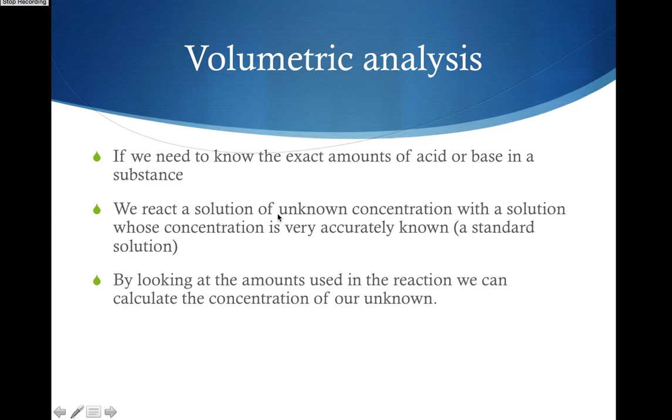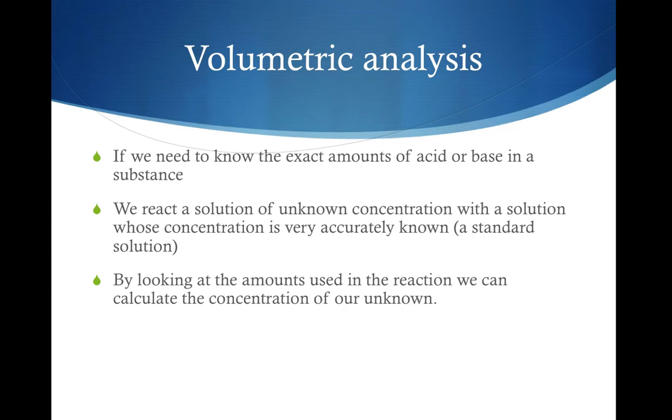Unit 2 Chemistry, Chapter 20, Part 2, looking at a process called volumetric analysis. This uses the stoichiometry that we looked at in the last video, and the solution stoichiometry, to find the exact amount of an acid or a base in a substance.